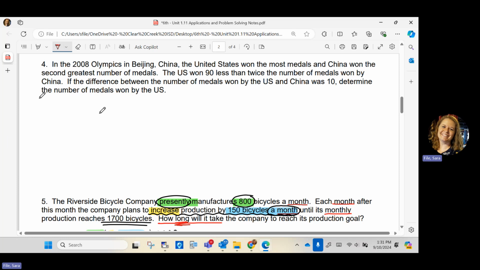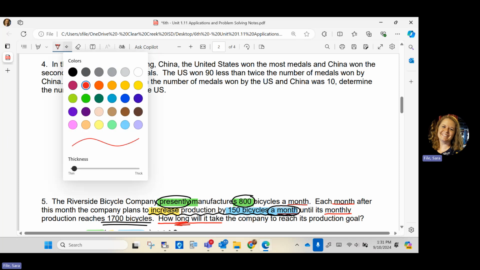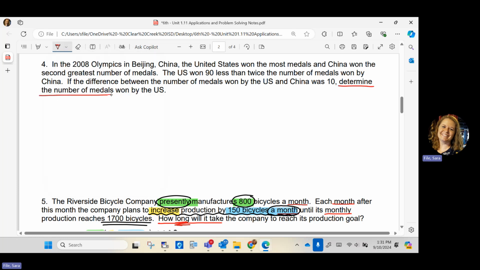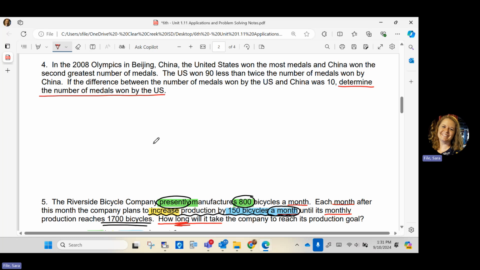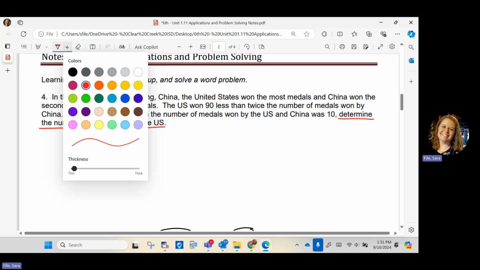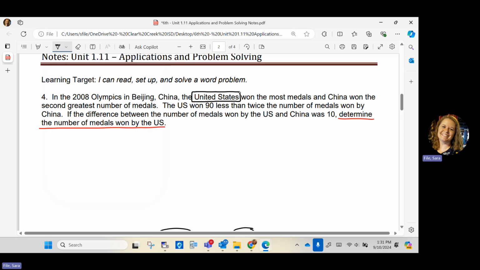Okay, I think this is the most complicated just because of how wordy it is, and they give us some extra information that's not really pertinent. So we're asked to determine the number of medals won by the US. That's what we want to know. How many medals did the US win? But we need to come up with our variables. What are our letters going to represent? So we're going to have the number of medals for the United States and the number of medals for China. So let's call the United States X and China Y.